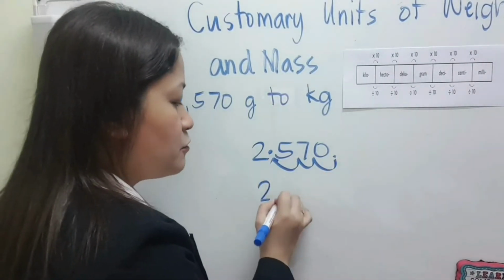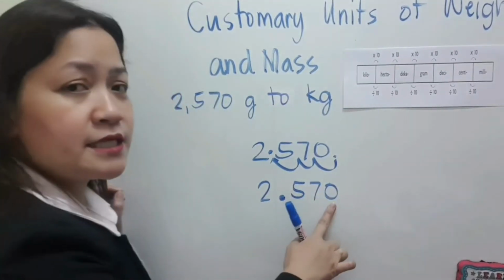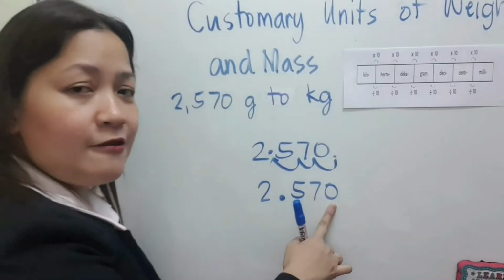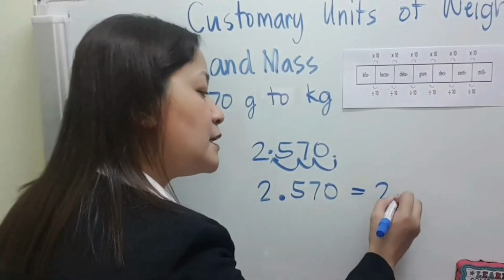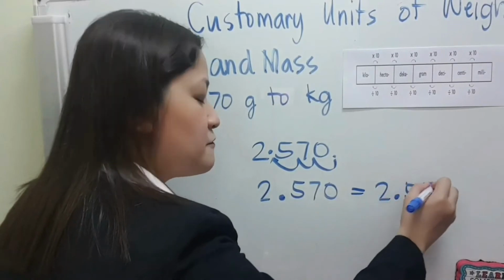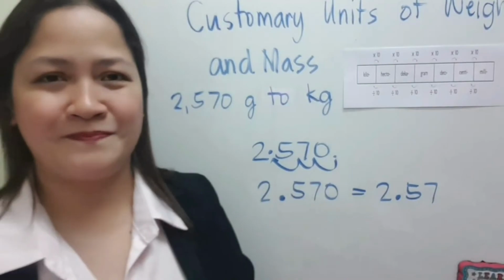That gives us 2.570. Now, as you can see, the 0 is there at the end of our decimal. That means we can also cancel that out, giving us 2.57. Remember, they are just the same.